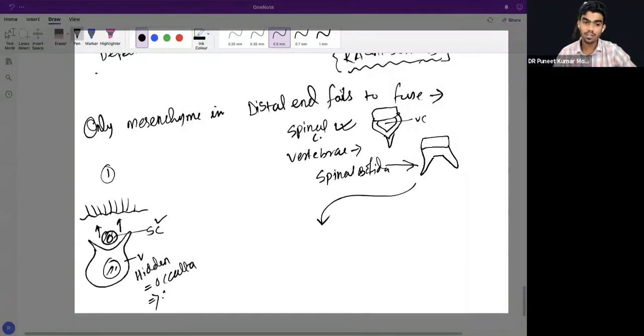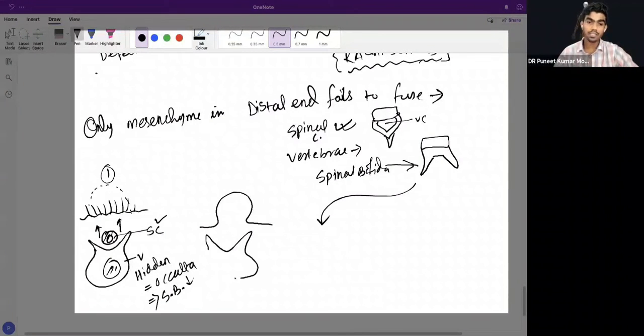So this one is called spina bifida occulta. Okay. And if the spinal cord moves towards the skin, then there will be a bulge in the skin which will manifest the spina bifida, and this is called spina bifida manifesta. Okay. Now in the spina bifida manifesta, there is a bulging on the dorsum of the baby.